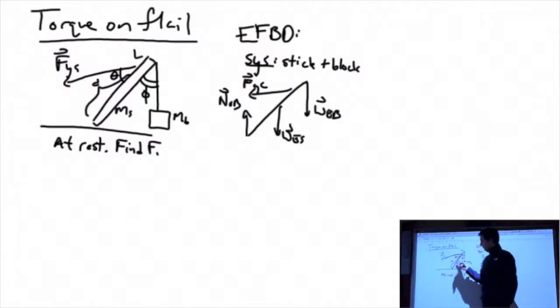In this problem we've got a stick of length L leaning on the ground, and it's got a block hanging from it with mass MB, and also a person who has a rope tied to it, pulling with some force F. Our goal is to find the F such that this thing stays still.